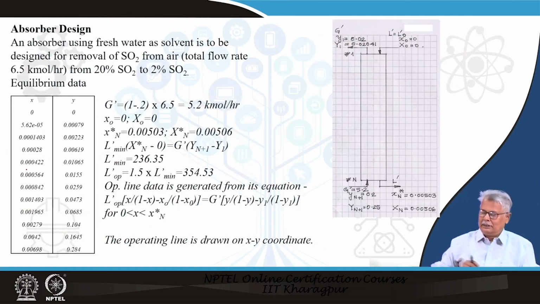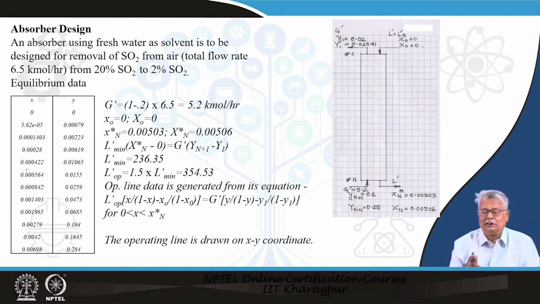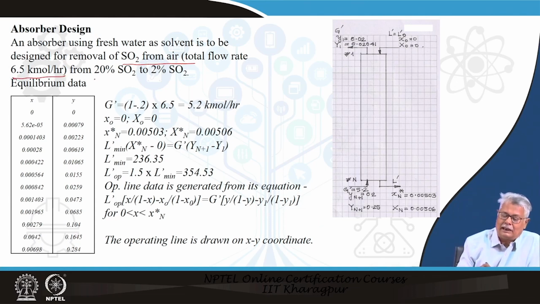We have a case of absorber design example with us. The absorber is using fresh water as solvent for removal of SO2 from air. The total flow rate of the air is 6.5 kilomole per hour, and it has 20% SO2. So quite naturally 20% SO2 is 1.3 kilomole per hour SO2, and the rest is basically the inert air, and it is brought down to 2% SO2.